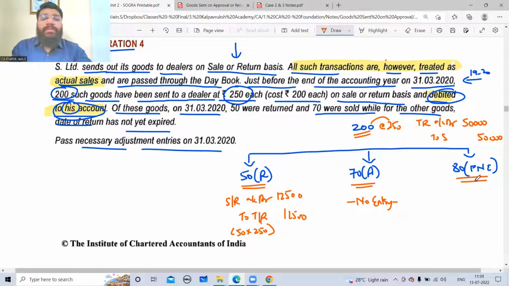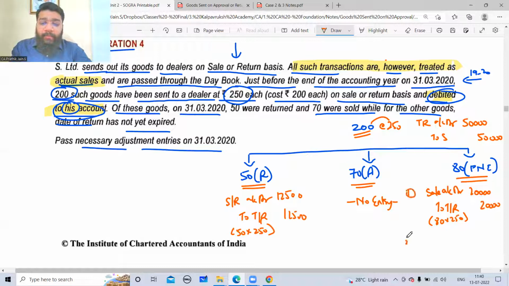For the balance 80 goods, since the approval has not come and the ownership is not transferred, you cannot have a sale transaction. So you have to reverse the sale transaction. What will be the entry? Sales account debit to trade receivable, to the extent of 80 goods into 250 each. So 80 into 250 is 20,000. This is one entry.